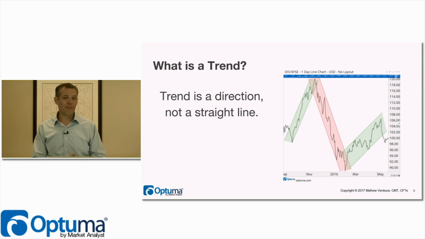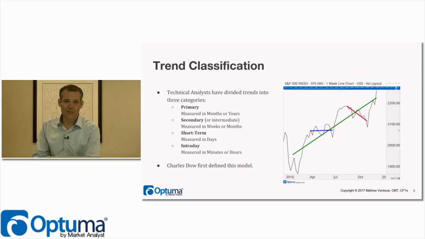But do please remember that it's not a line. Because we use trend lines, and we're going to show those in a moment, a lot of people can get a bit confused about that. The other thing that we do as technical analysts is classify trends into primary, secondary, short-term, and sometimes intraday.